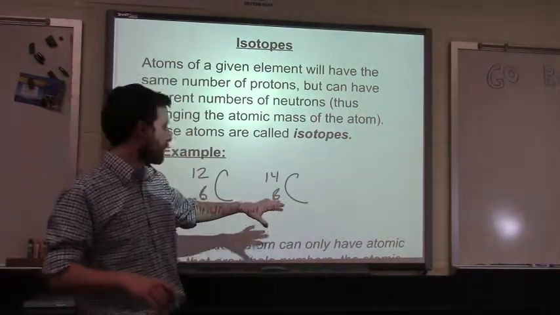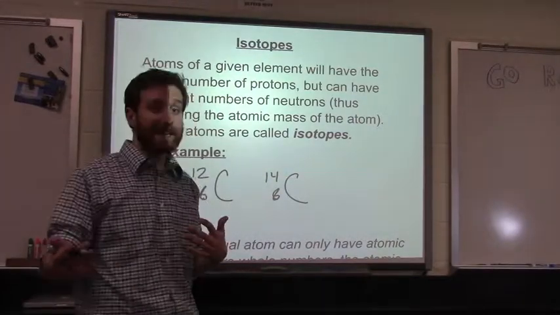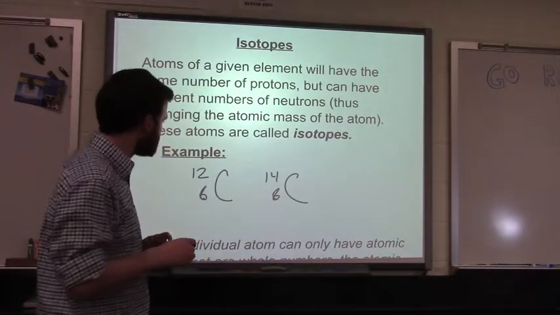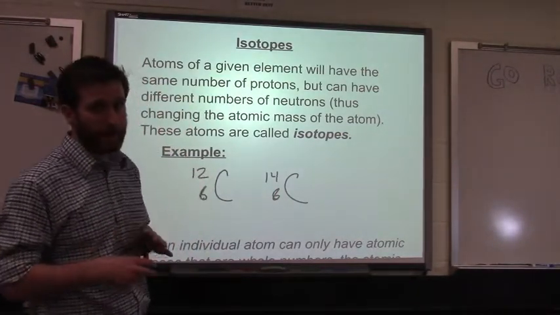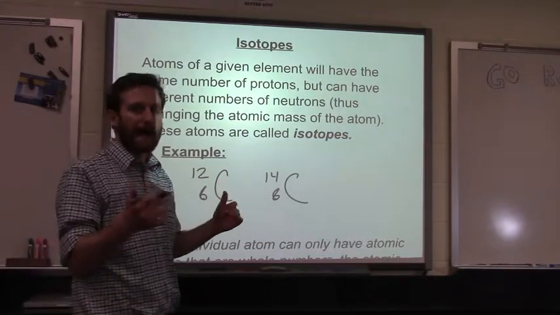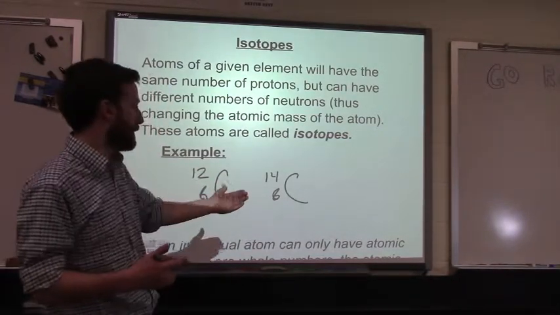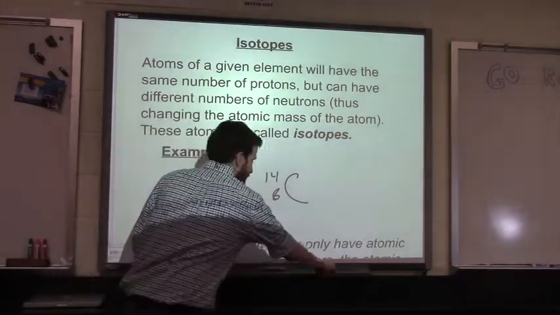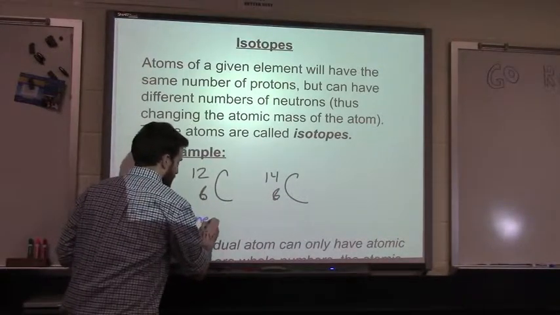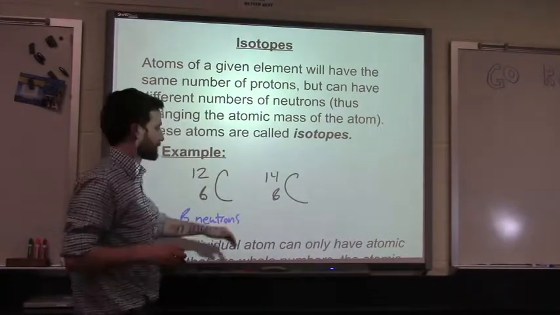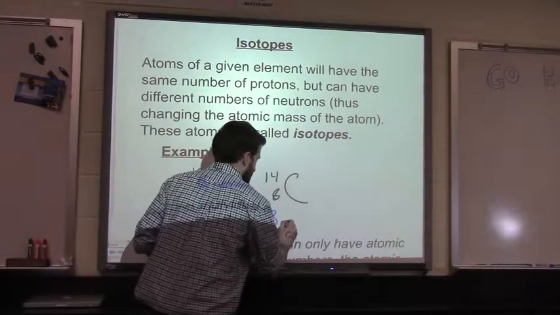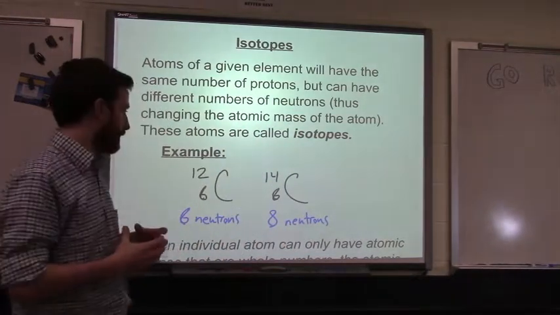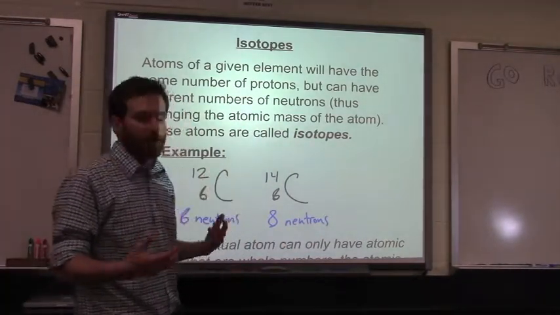You've probably heard of carbon-14 perhaps in carbon-14 dating. We use this isotope of carbon to determine the age of certain things. Now you might ask yourself at this point, so they have the same number of protons, but how many neutrons does each carbon atom have? Well, this one would have 12 minus 6. This one would have 6 neutrons. And this one would have 14 minus 6, so this one would have 8 neutrons. And that, of course, makes sense, that the atom with more neutrons is the heavier atom.